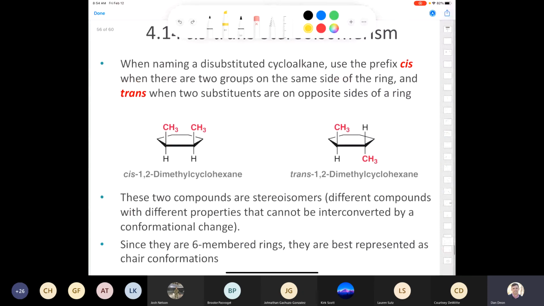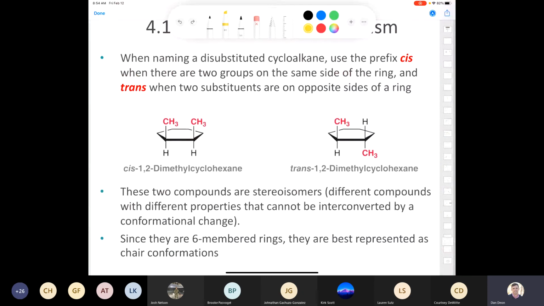Anyhow, cis-trans stereoisomers, and this is kind of your introduction to chapter 5, really. We're not going to start chapter 5 until March 3rd, because the next chapter we're going to do is infrared spectroscopy. But anyhow, cis-trans isomerism. Let's talk about it for a second. It says, when naming a di-substituted cycloalkane, so this only works when you have two substituents, right? That's what di-substituted means. So two substituents.